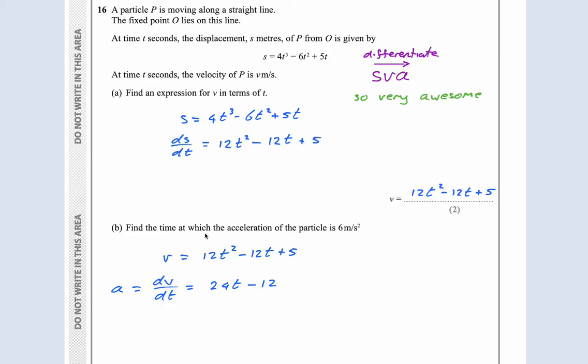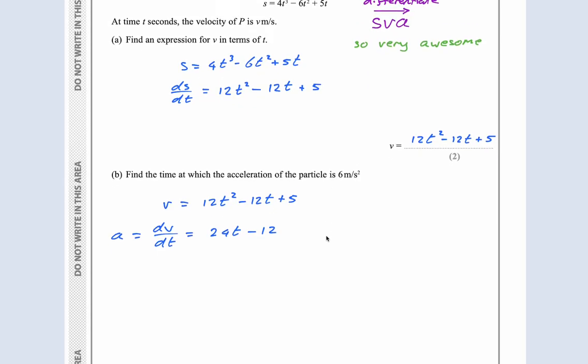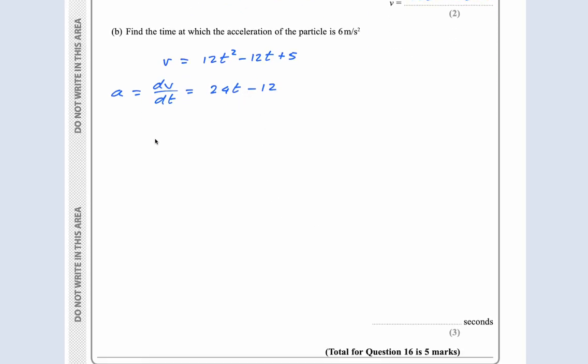But he says find the time at which the acceleration is 6 meters per second squared. So I need to find the time when this is equal to 6. So acceleration equals 6. Solve this. 24t equals 6 plus 12, which is 18. T is equal to 18 over 24, and 18 over 24 is 3/4 or 0.75. So the time is 0.75 seconds.